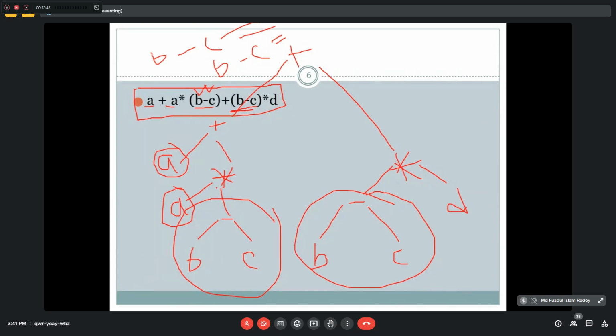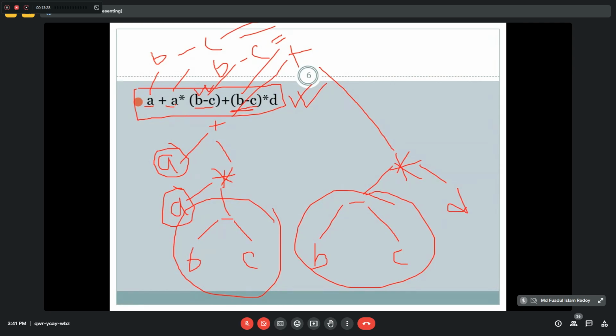So actually the same thing, that means they are common. This part and this part are common, and b minus c and b minus c are also common. So if you think about this expression, b minus c is a common sub expression. Then a and a are also common sub expressions. Common means they occur more than one time in an expression.